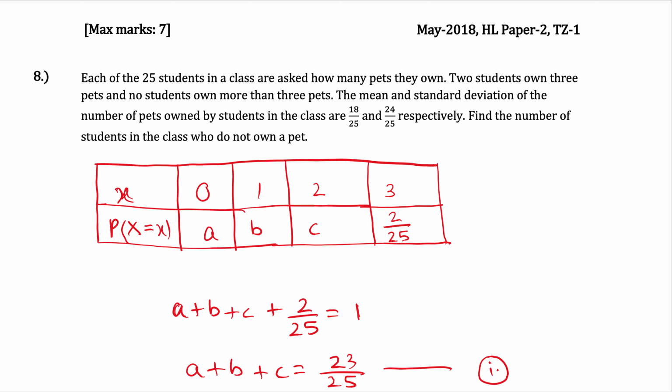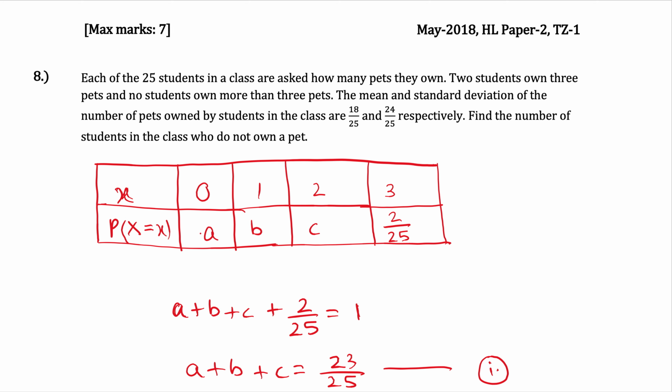So how we can solve this question is using a probability distribution table where we let the random variable x represent the number of pets owned by students, and the students can either have 0 pets, 1 pet, 2 pets or 3 pets. And we already know that the probability of owning 3 pets is 2/25 as told in the question, and we don't know these probabilities, so I will let them be a, b and c. So we need to form 3 equations with these variables to solve for them.